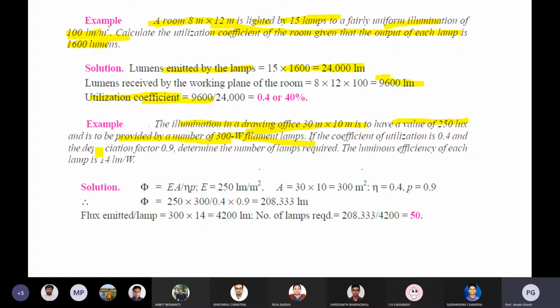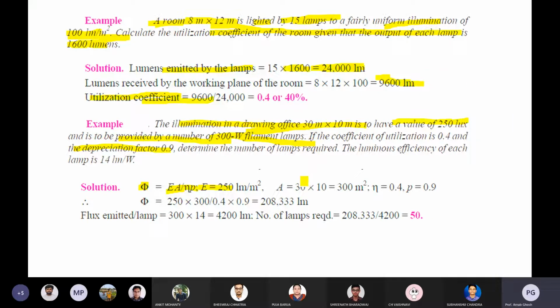Which values are given? Phi equal to E into A whole divided by eta into P. So E is given as 250 lumen per meter square. Here it is given in lux, and lux means lumen per meter square. So 250 lumen per meter square is given.